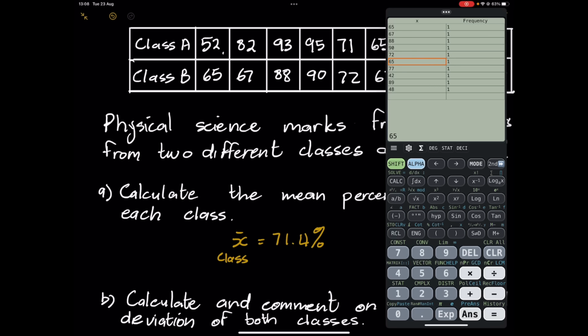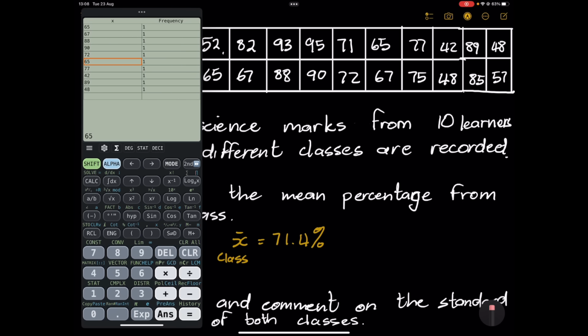And then we've got 67. Okay, so I'd have 67 there. And I'd have 75. And I'd have 48. I'd have 85. Okay, let's delete that. That's 85. And finally, I've got 57. Right, now those are all my data values.